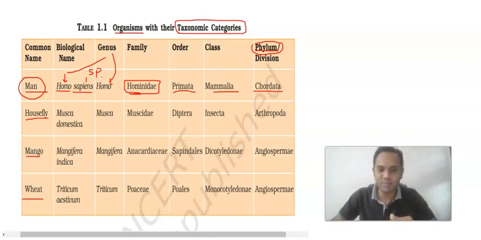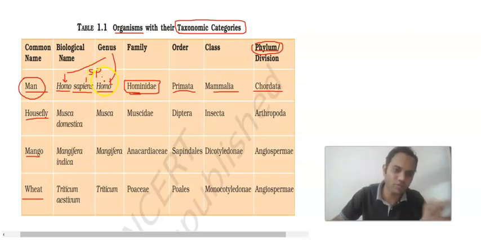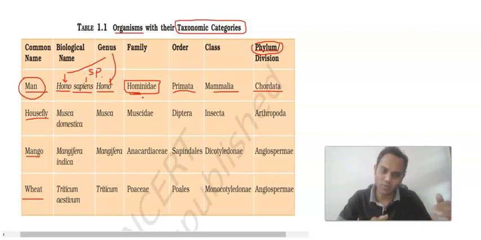So this is one example through which we can learn that if certain organisms show more characters in common, then they are grouped in the lowest taxonomic categories. For example, if they have more and more similar characters, then they are grouped in the genus Homo, that is, the different species. If they have somewhat less similar characteristics, then a number of genera are placed in the family Hominidae. So the point to understand here is what happens as we go from species to the kingdom.